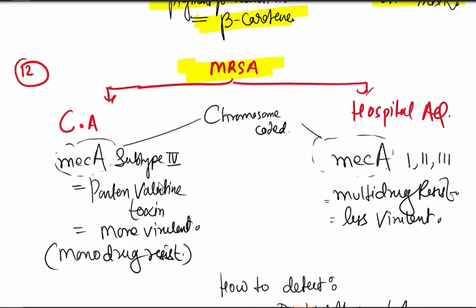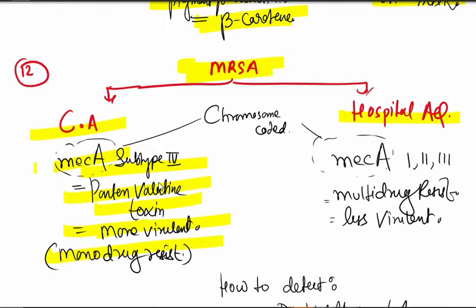Next, MRSA, methicillin resistant Staph aureus. It can be community acquired and hospital acquired. Community acquired has the mecA subtype 4 gene. This type produces Panton-Valentine toxin. This is more virulent, but it is mono drug resistant.